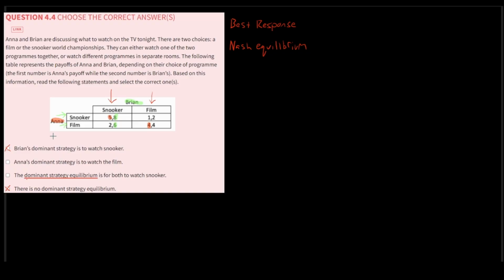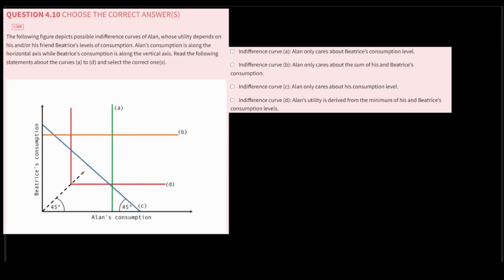Let's jump over and take a look at another one and see where that works out. Okay, in this one, we just have a series of indifference curves, and I believe we're just asking a bunch of questions and interpreting them. This is the first time we've seen it, so I want to explain what each of these A, B, C, and D indifference curves really mean altogether, and then we'll take a look at the potential correct comments.